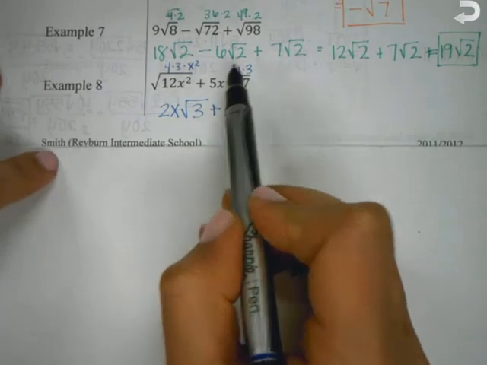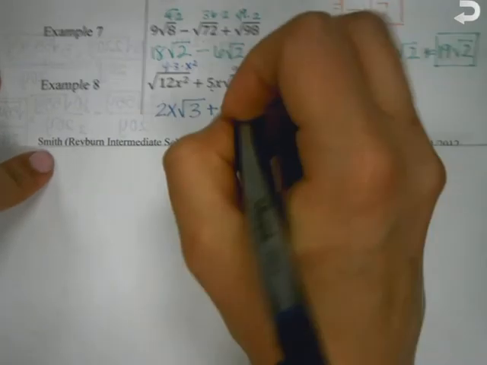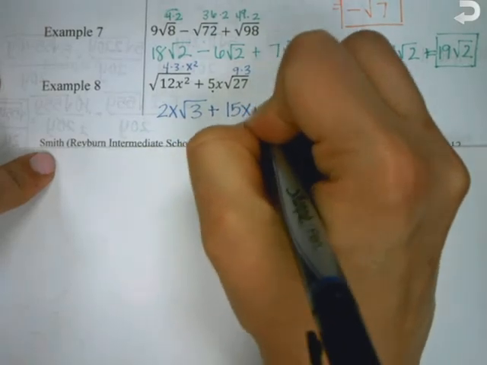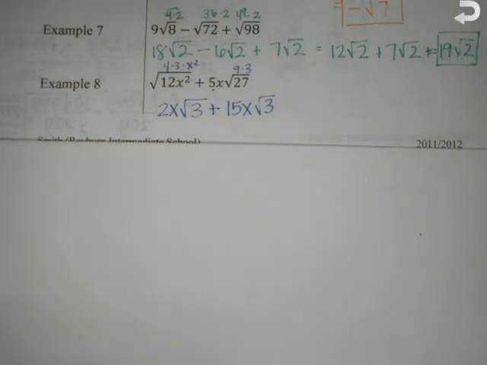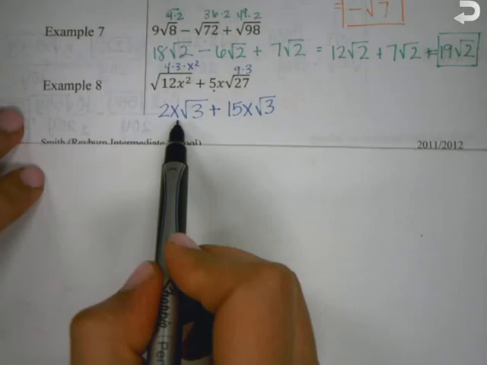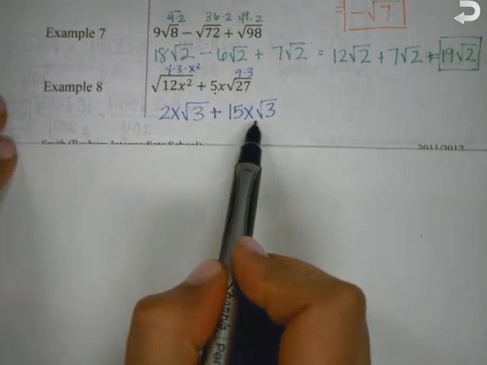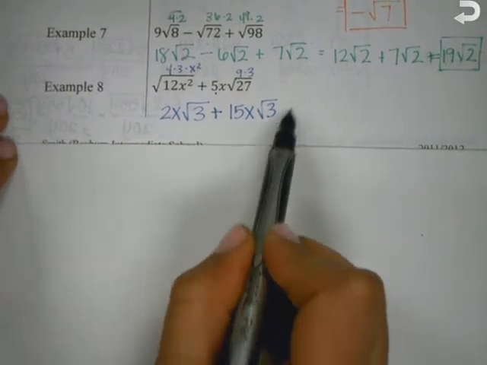Is everybody okay with me combining stuff like that? Okay. We should be at that point. Okay. Can I combine these? I can, because this is a 2x and this is a 15x, so they have like terms, right? And then they have like radicals, so what's the answer? 17x root 3. Done.